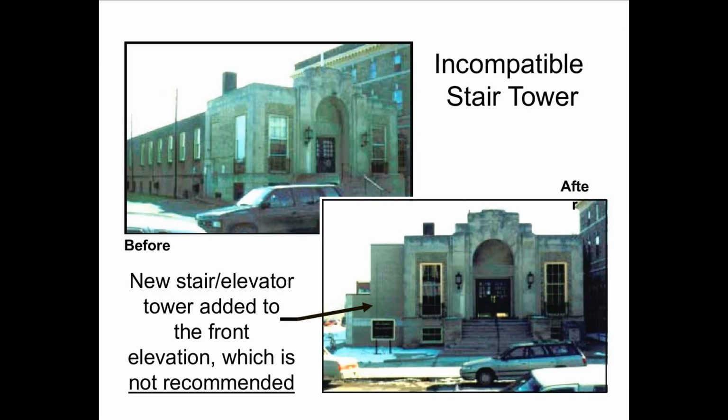This is an example of an incompatible stair tower. The new stair and elevator tower was added to the front of the elevation, which is not recommended, as it increases the size and massing of the building's facade. Also, the original building facade is symmetrical, and the addition onto one side makes this no longer the case.